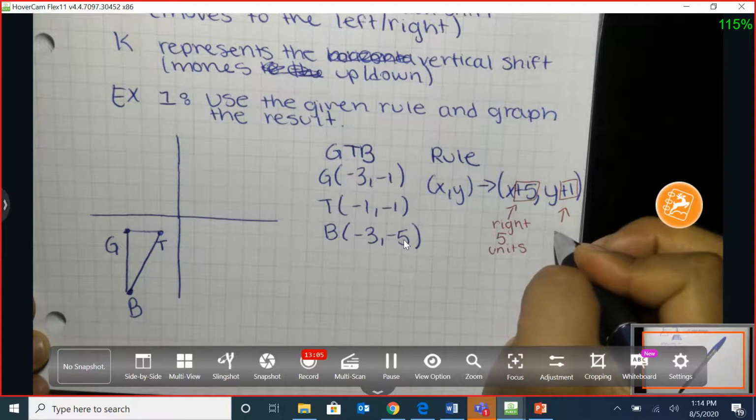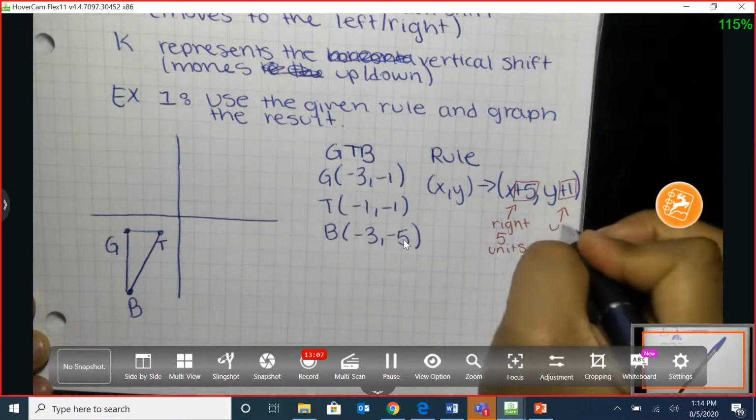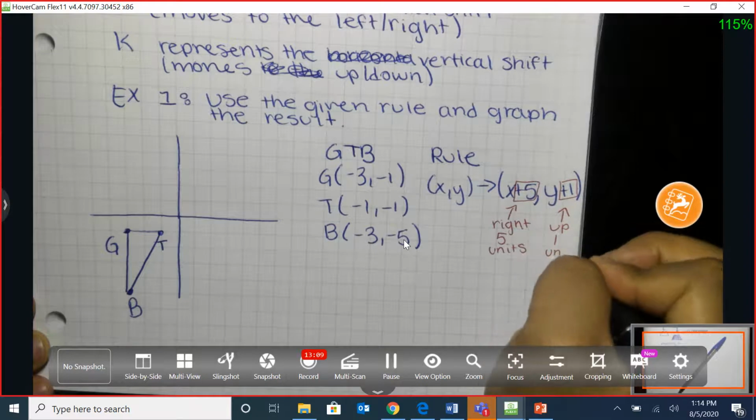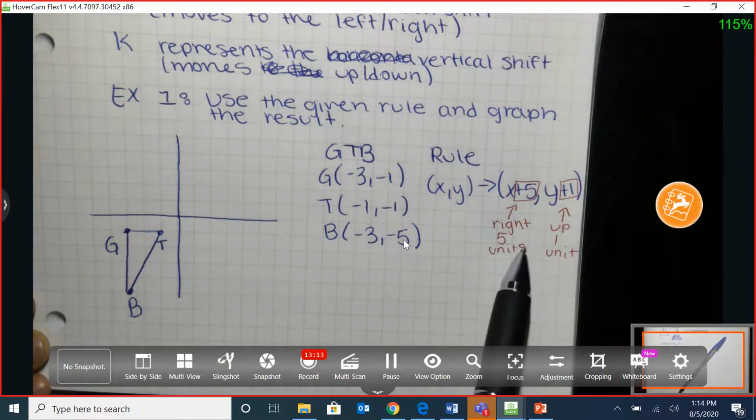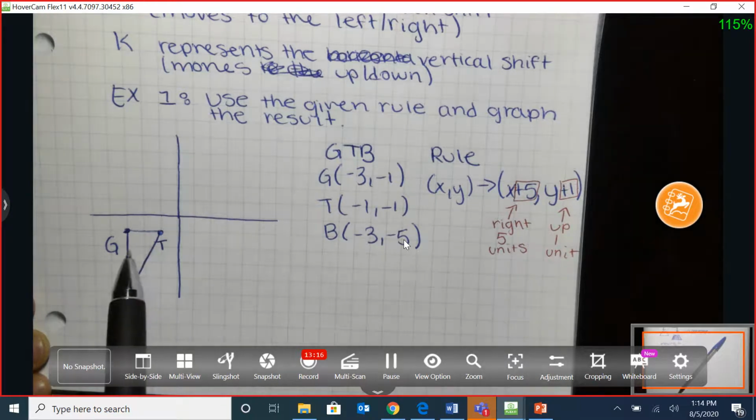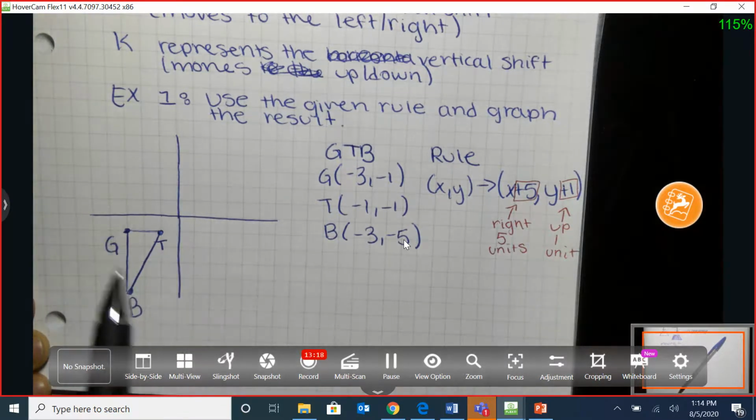It's saying up or down. Up 1 unit, right? Okay, thank you. There you go. So that's all you're going to do. This tells you how many units you're going to go. Now you go back to any of the points and you pick 1 point.